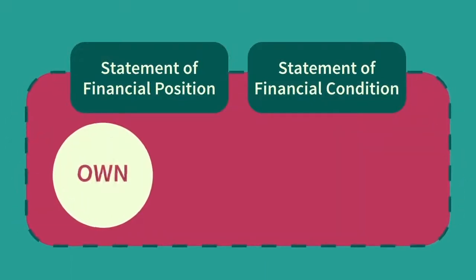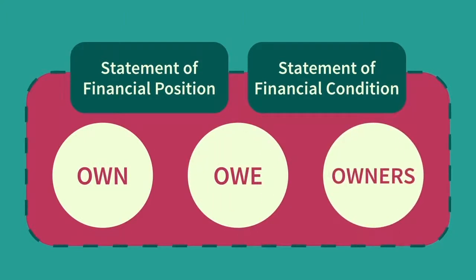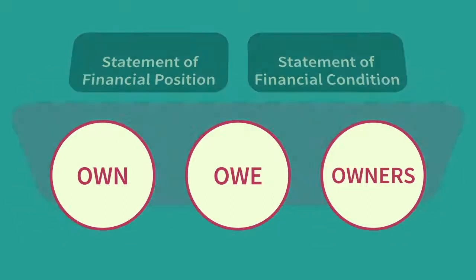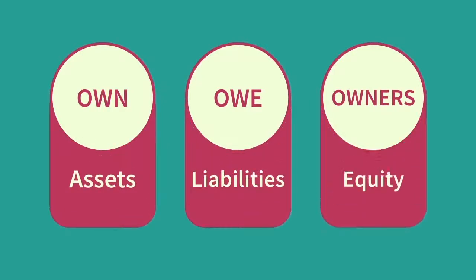It's a snapshot of their financial situation at a single point in time. What do they own? What do they owe? And what claim do the owners have at that point in time? And this ties in directly with the basic elements of a balance sheet: assets, liabilities, and equity.